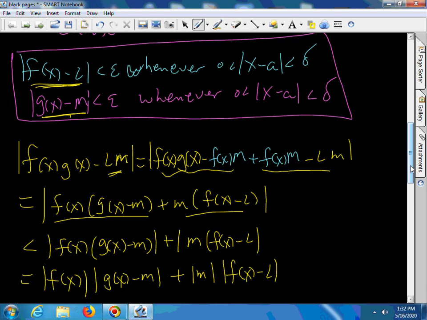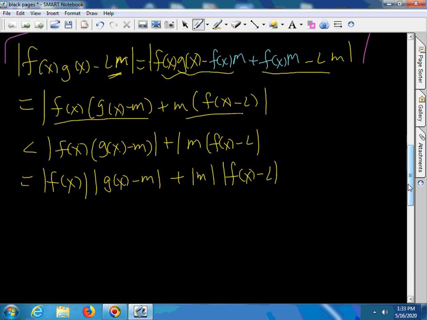Notice that up to right now, I never said whenever x minus a is less than delta. I didn't say that. But what I have below this line is true. It's always true. It's legal math. Okay, now we're going to start talking about something else.